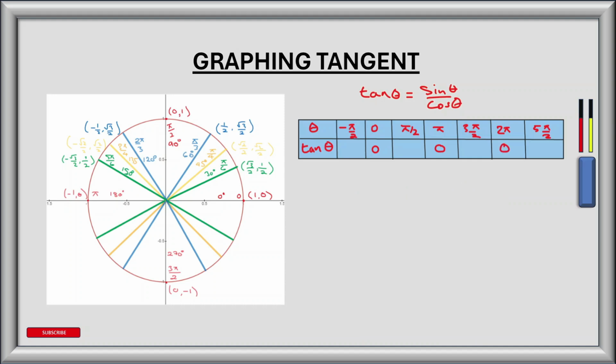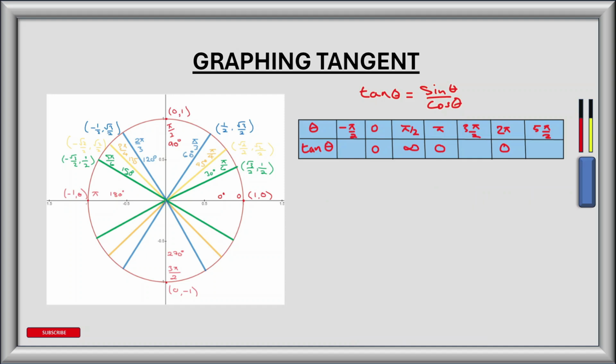Now let's look at 90 degrees. This is where it gets a little bit more interesting. So 90 degrees on the unit circle is here. And as we can see, the sine of 90 degrees is 1 and the cosine of 90 degrees is 0. The tan of theta in this case, again sine theta divided by cosine theta, is 1 divided by 0. Now this is undefined. As we can see, it tends towards infinity.